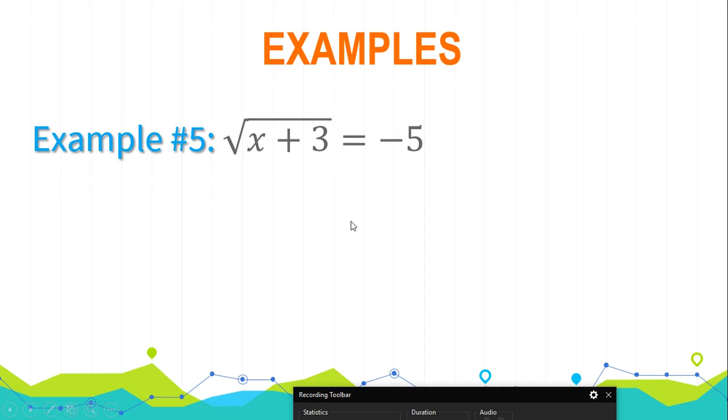Number 5, this one doesn't look too bad. We're going to go ahead and start the process by squaring both sides. Remember, when you raise a negative number, we need to put the entire term in parentheses so that we don't lose a sign.